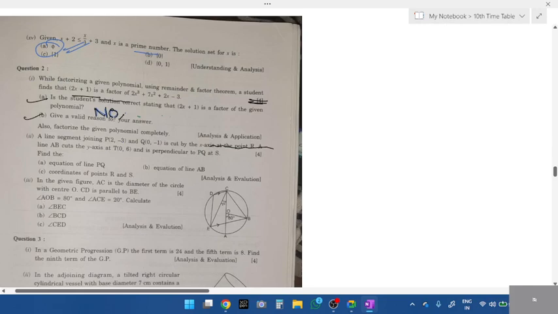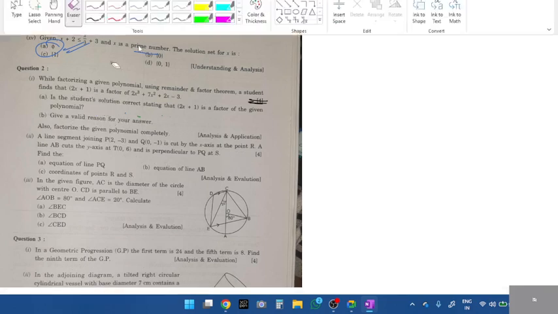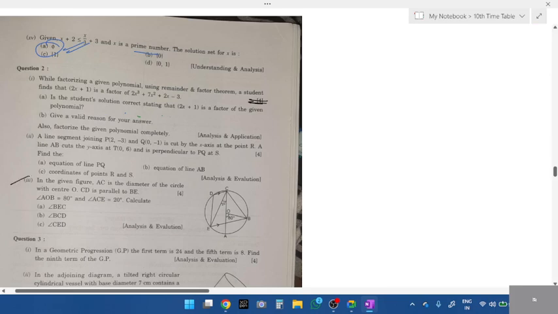In the given figure, let us solve this question. Look at this 4 marks question. Even the second question is also for 4 marks, students. The line segment PQ is cut by the x-axis at the point R. A line AB cuts the y-axis at point T and is perpendicular to PQ. Find the equation of the line PQ, students.